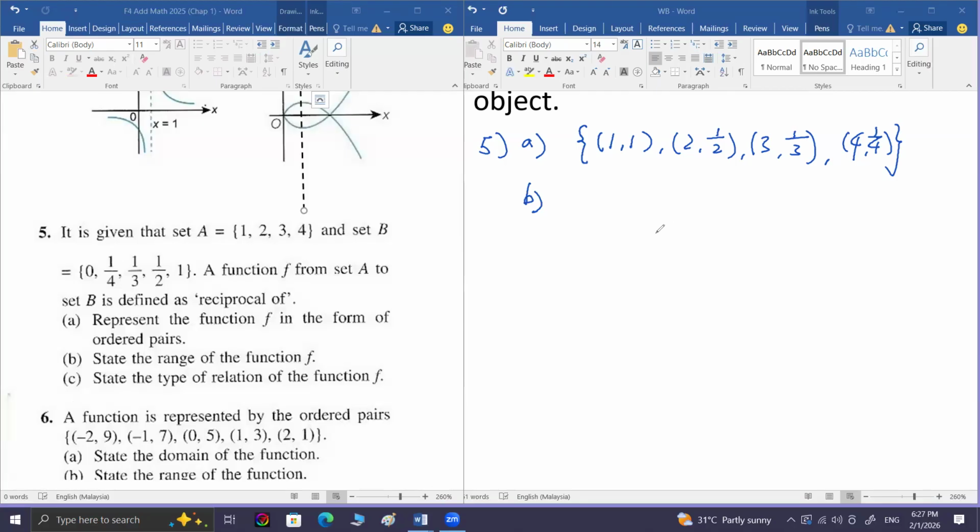Okay, next, you're asked to state the range of the function. Class, take note the word range. Range means what you have for the right side. 1, 1 over 2, 1 over 3, 1 over 4. This one we call it range. The right side one, the image, 1, 1 over 2, 1 over 3, and 1 over 4. Memorize the name. This one we call it range. Got it?